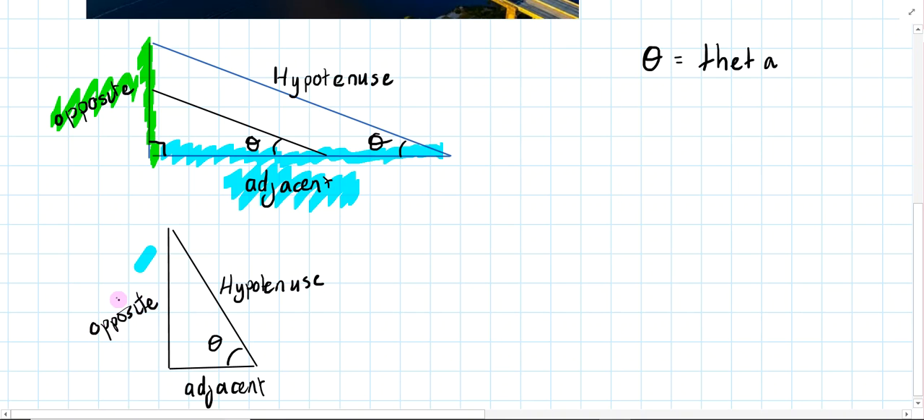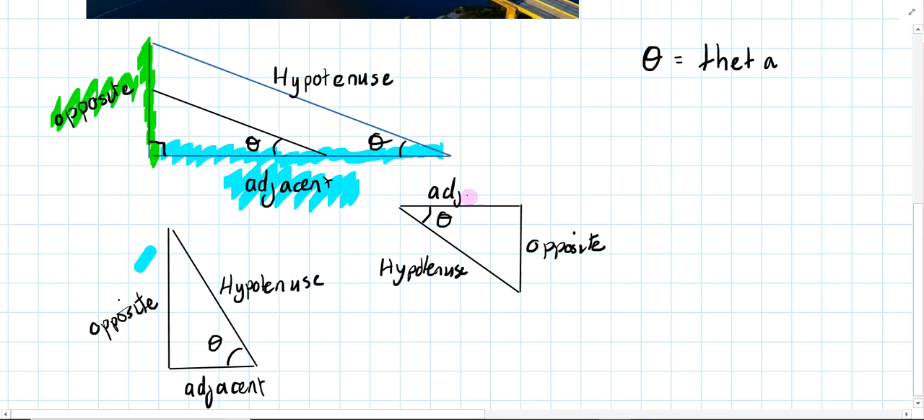So we can't say the opposite is shorter or longer. What if I redrew my triangle like this? It's always the opposite of the angle. This side is the opposite. This side is the adjacent.